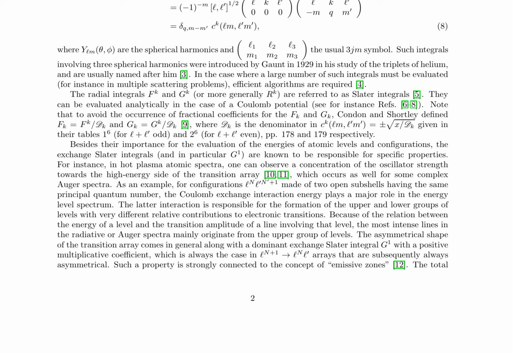In atomic physics, the exchange interaction energy is significant in determining the energy level spectrum, particularly in configurations with two open subshells having the same principal quantum number. The upper and lower groups of levels have different relative contributions to electronic transitions, leading to intense lines in radiative or Auger spectra originating from the upper group of levels.